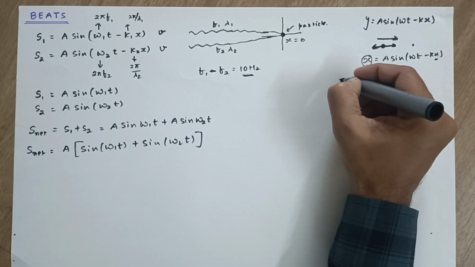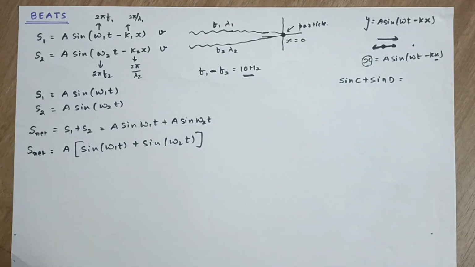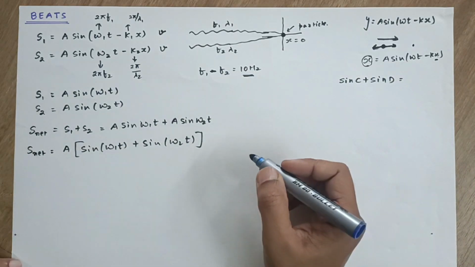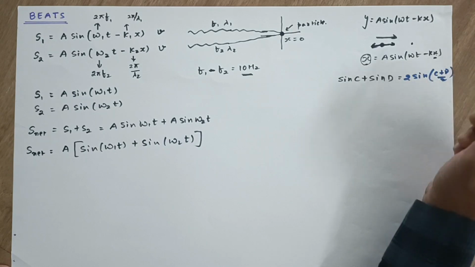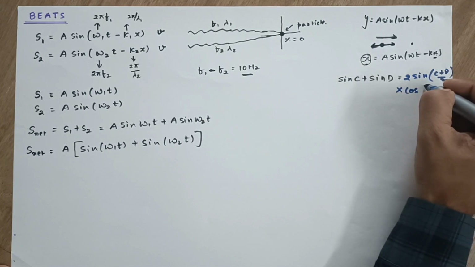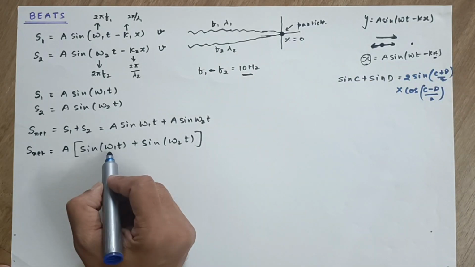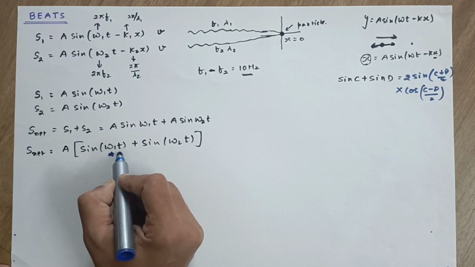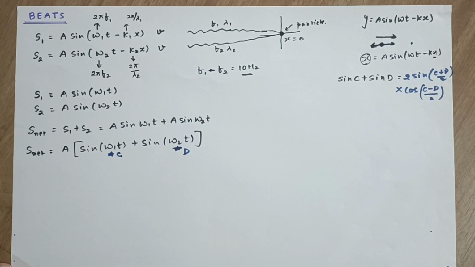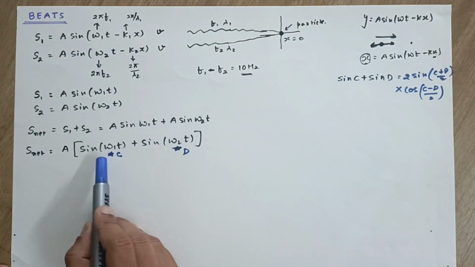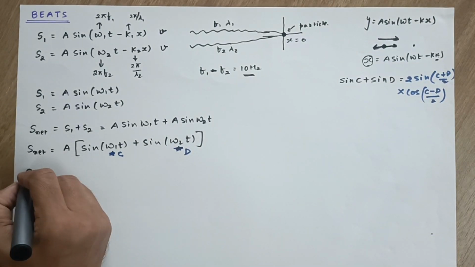Now I'm going to use this expression in maths: sine C plus sine D is equal to 2 sine (C plus D)/2, multiplied by cos (C minus D)/2. Please remember this mathematical identity. So I'm going to take this part as C and this part as D. Okay, so we have a similar identity, sine C plus sine D.